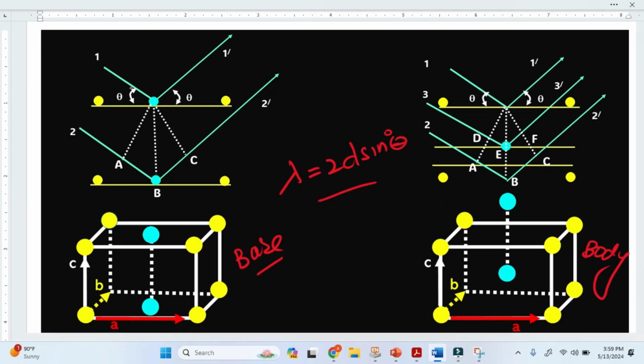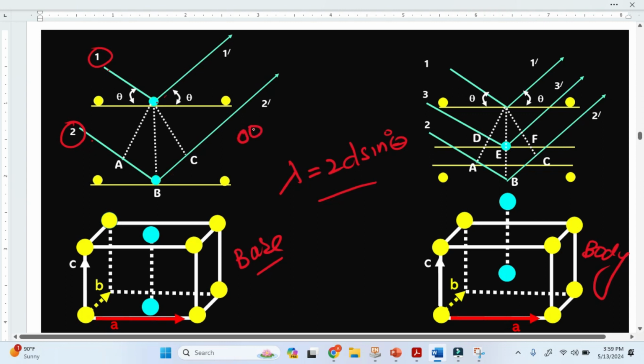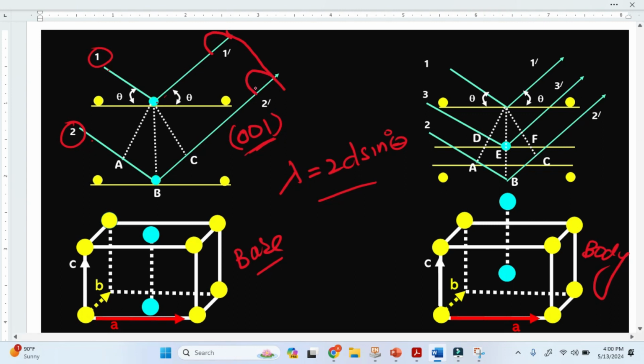You see here, these are the lattices of the base unit cell. This is ray 1, this is ray 2. When ray 1 strikes this atomic plane, the ray is reflected here. Similarly, ray 2 is reflected. Let's suppose we have the 001 plane. We are only talking about this particular plane. If you look at the reflected rays, both rays are in phase.